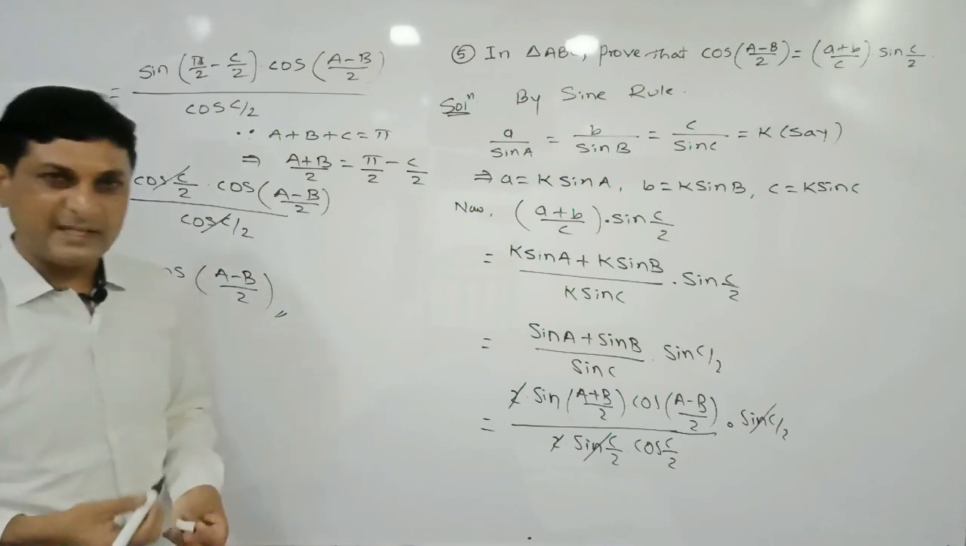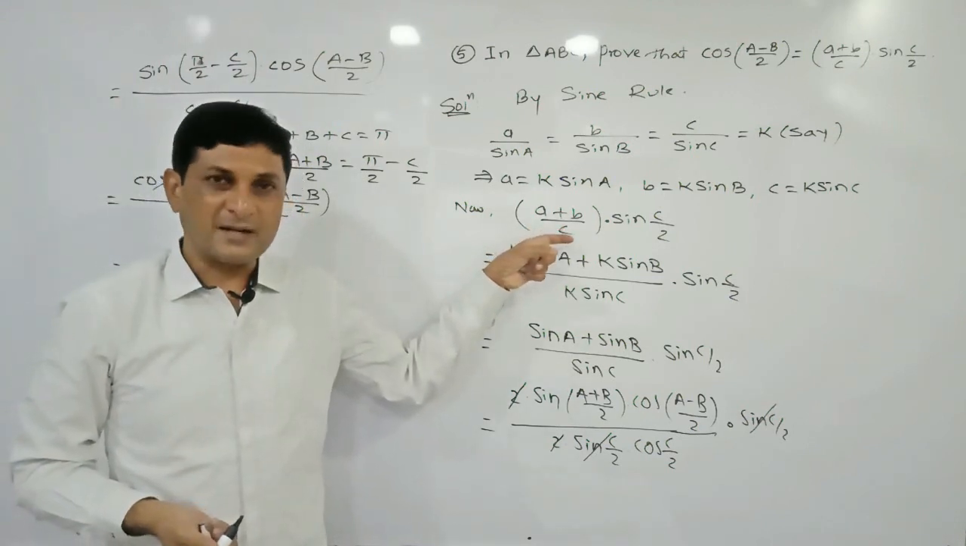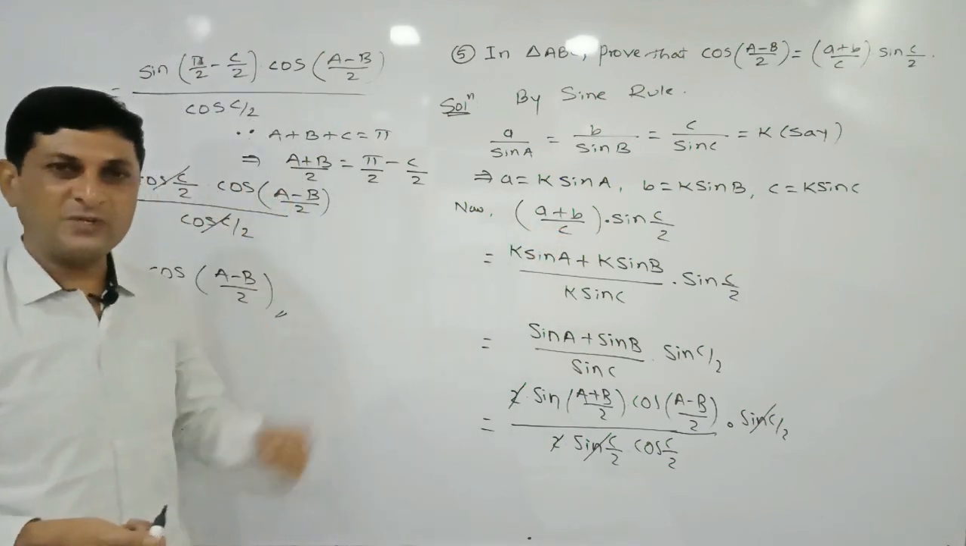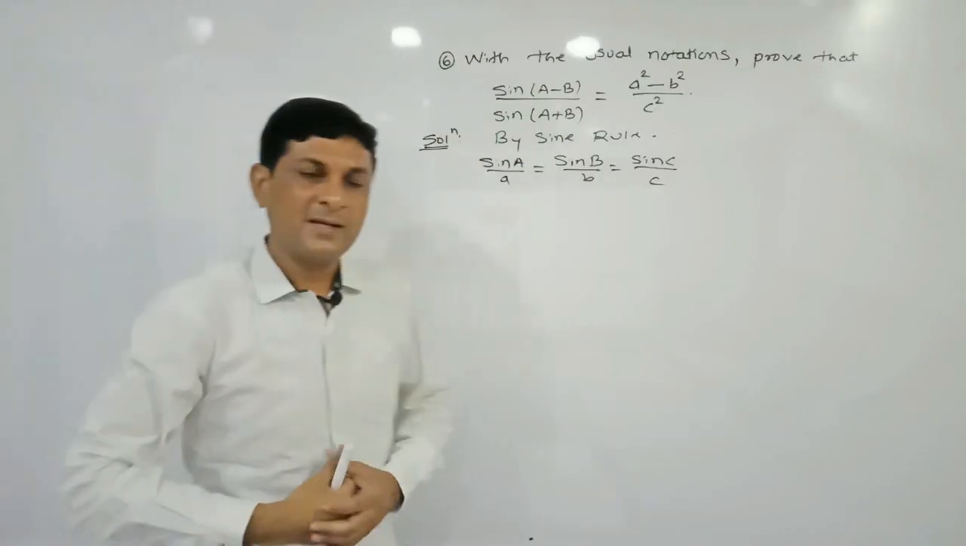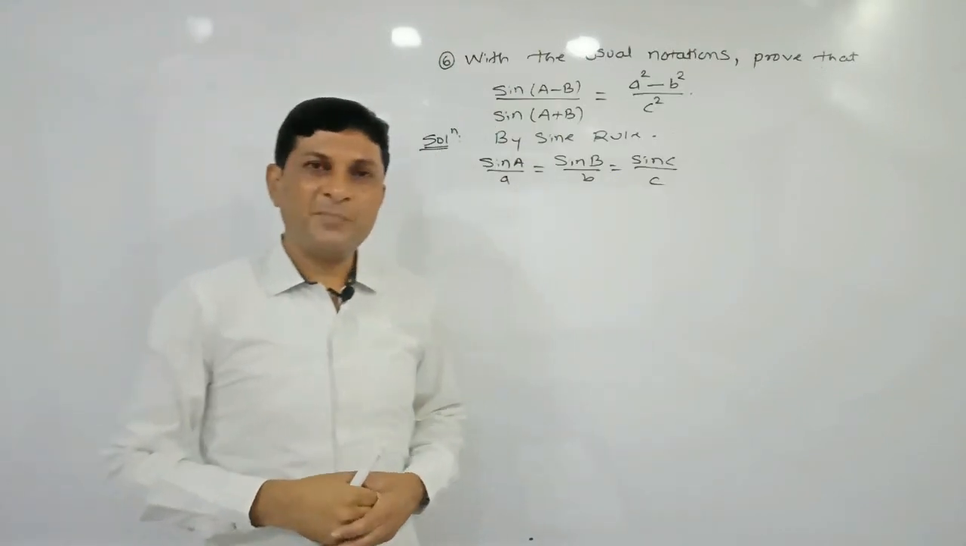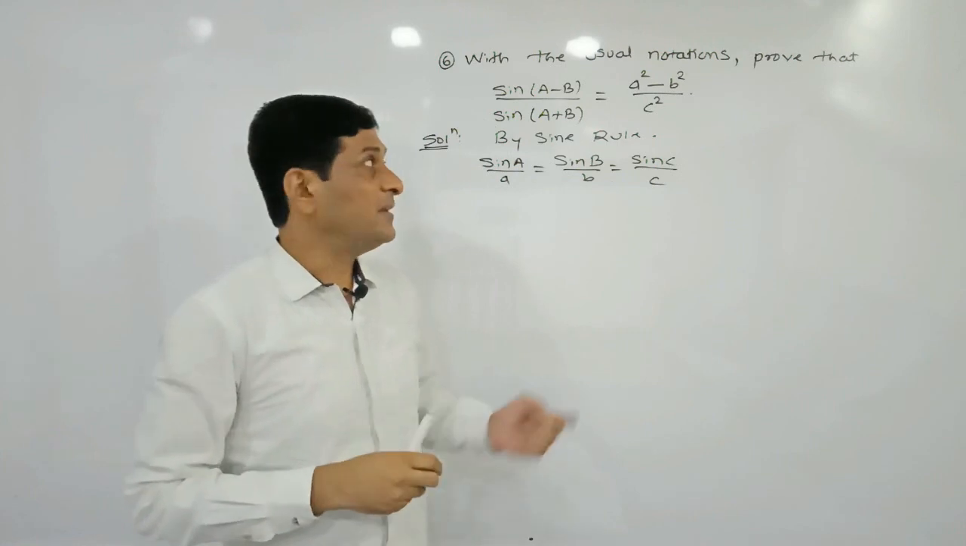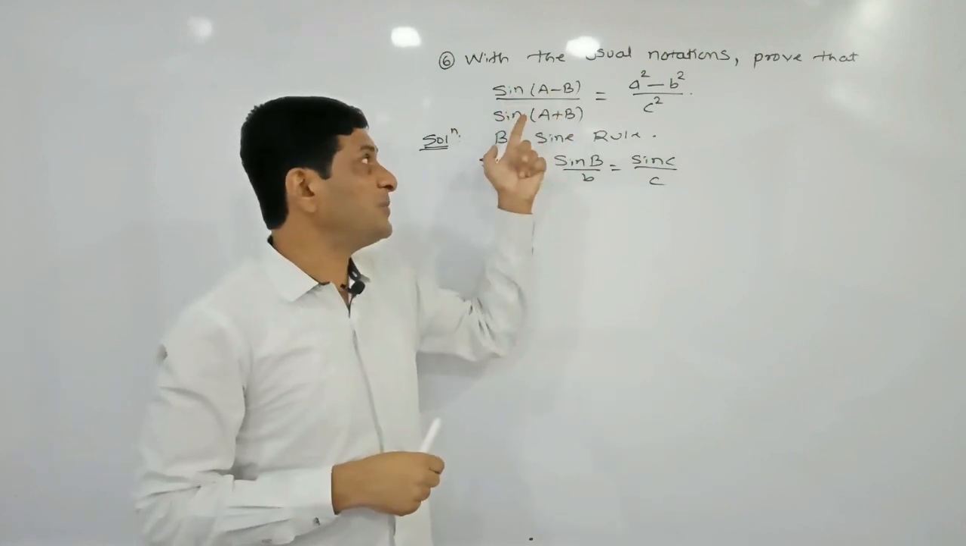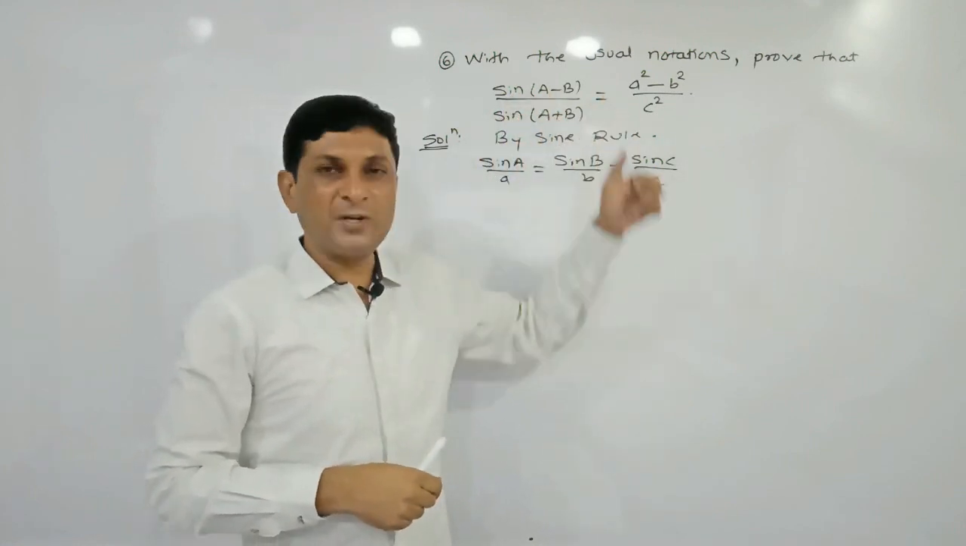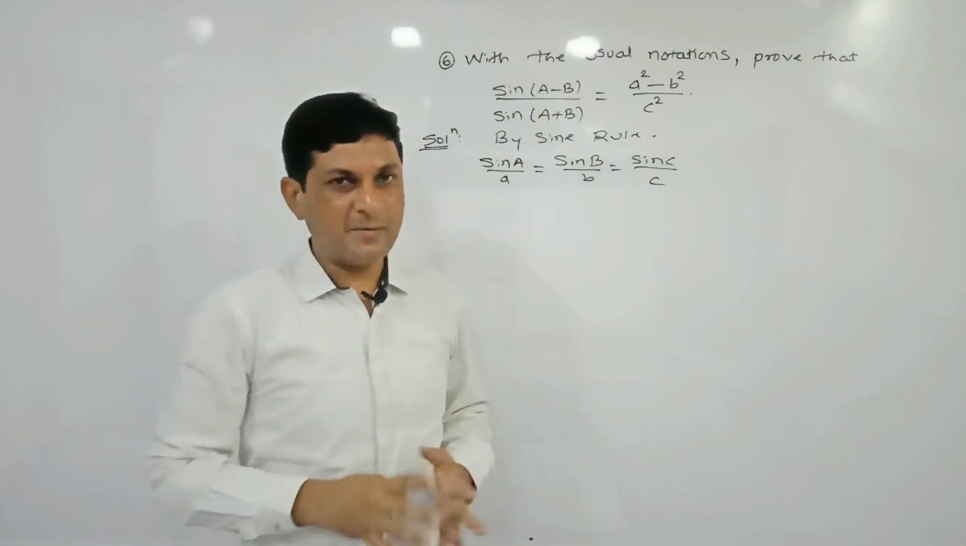In this way, considering the right hand side, we have shown that its value is equal to the left hand side. Now let us try to solve example number 6. In this example, we have to show that sine (A minus B) divided by sine (A plus B) is equal to (a square minus b square) divided by c square.